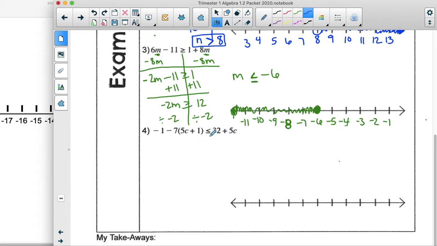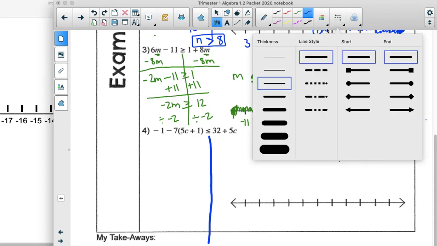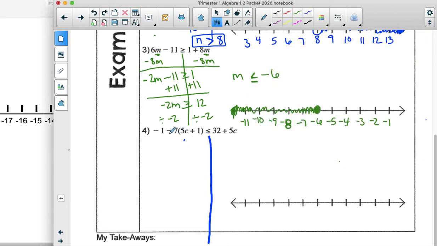Okay, last one. You might have trouble fitting it all in, but that's okay. All right, remember this is really like a negative 7 here, that whole thing, so we're going to distribute. If you need to write out that we're doing negative 7 times 5c, and then we're going to do negative 7 times 1, that can be helpful. If you don't want to write that, and you can do it in your head, great.